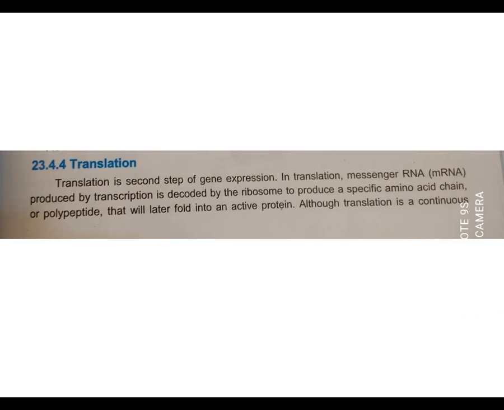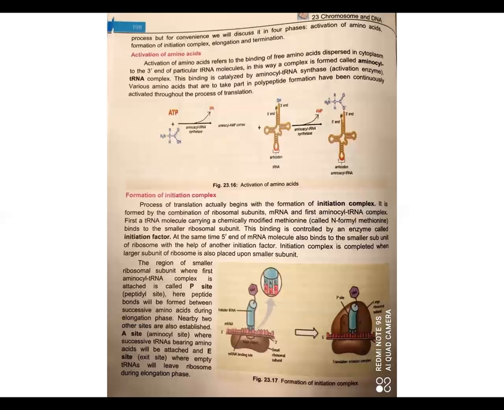protein. Although translation is a continuous process, for convenience, we will discuss it in four phases: the activation of amino acids, the formation of initiation complex, the elongation, and termination. So starting with the first step, which is the activation of amino acids.